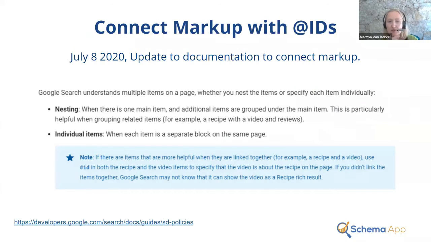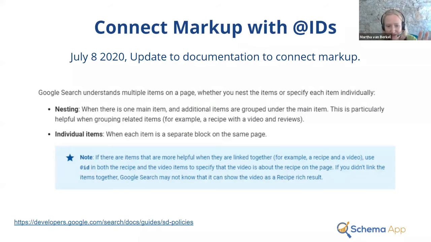And it was talking about Google understanding different items on a page, and talked specifically around nesting, where if there's a main item, so in the example here, they talk about recipe being the main item, that when the items are grouped together under that main item, they understand that they're related. For example, if the recipe has a video as well as a review.